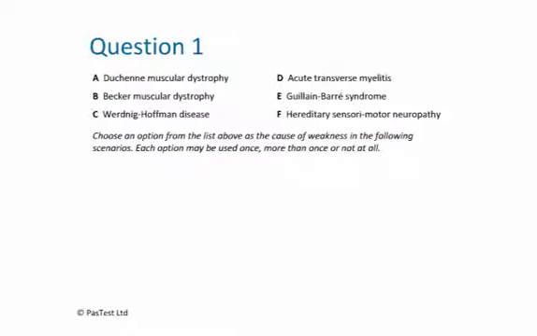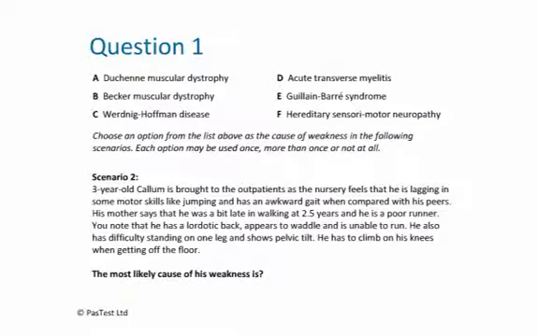The next EMQ is 3-year-old Callum. He is brought to the outpatients as a nursery feels that he is lagging in some motor skills like jumping and has a rather awkward gait when compared to other children at the nursery. His mother says that he was a little bit late in walking and walked only about 2.5 years of age, and he is a very poor runner.